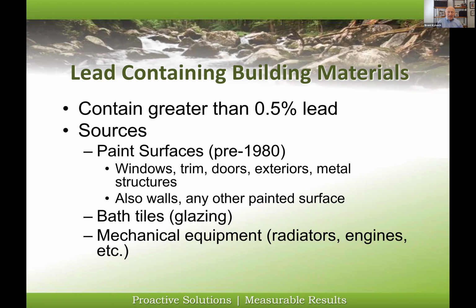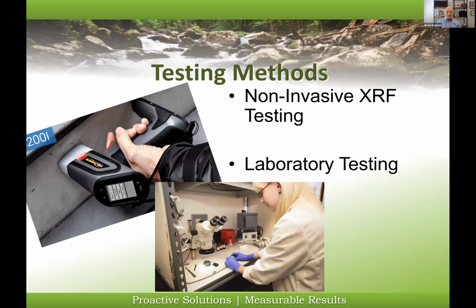We also find lead in the glazing of bathroom or ceramic tiles. I don't have it down there, but you might find it also in the glazing of certain porcelain or pottery as well. And then we'll find lead in mechanical equipment. As I've said there, radiators, engines, things of that nature can be sources of lead as well.